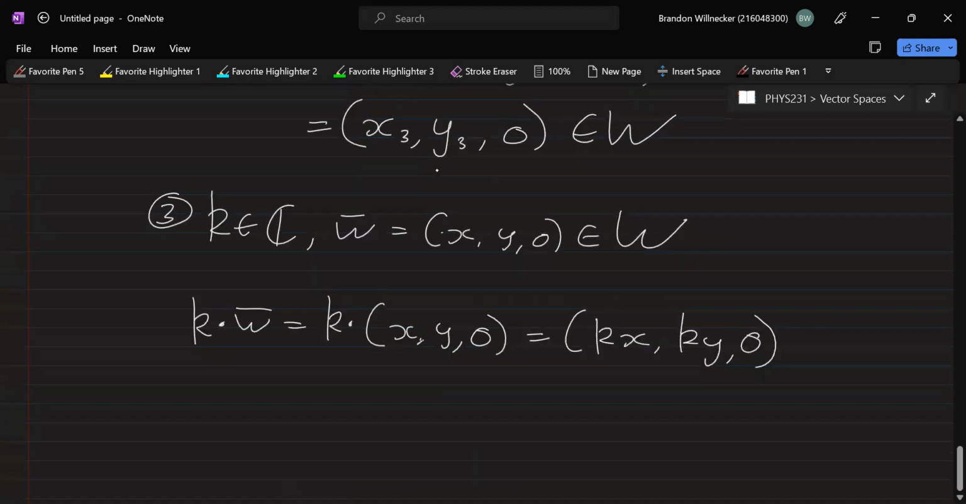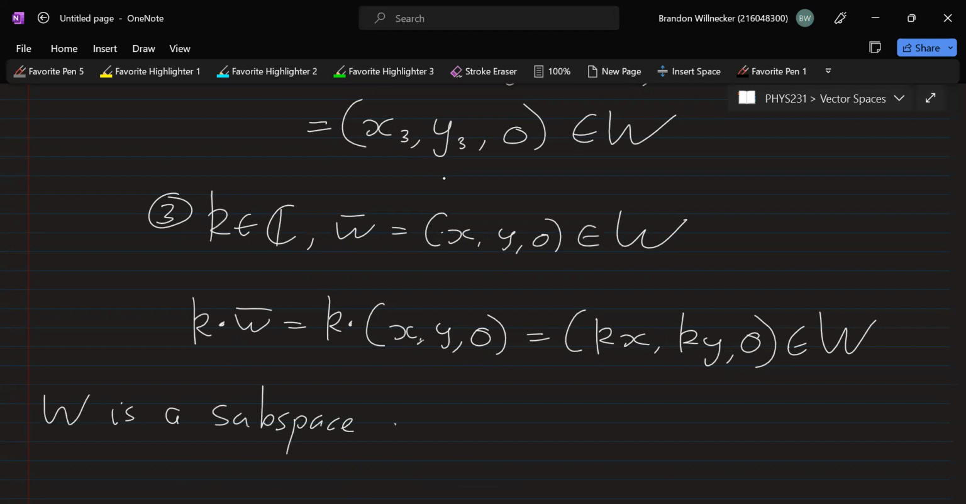Okay, so here we have Kx and Ky. Those are both complex numbers. 0 is just 0. So this is again an element from W. Okay, so it's closed under addition, it's closed under scalar multiplication, it's non-empty. So W is indeed a subspace. Okay, so that is the general method that you should follow when proving something is a subspace.